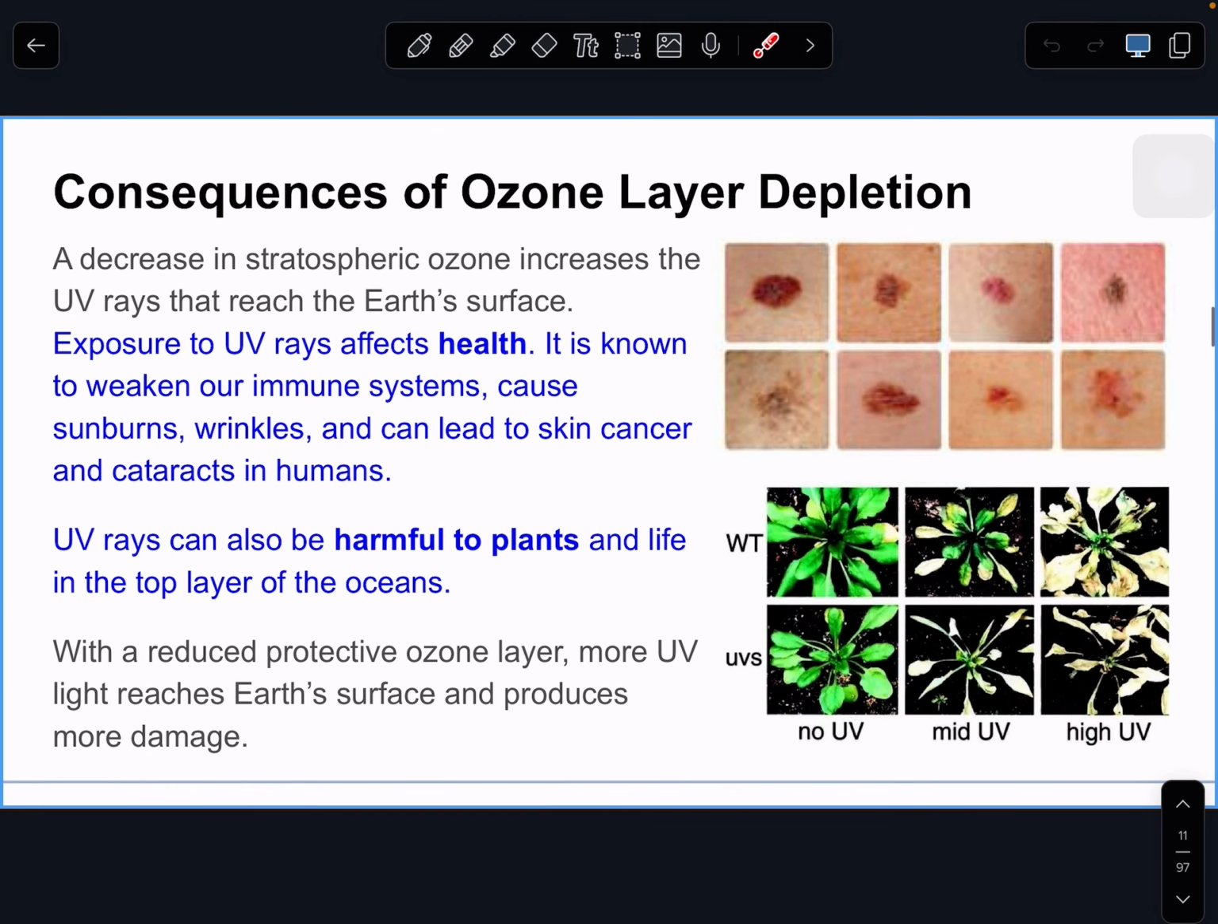All right, so consequences of ozone layer depletion. Exposure to UV rays affects health. It is known to weaken our immune systems, cause sunburns, wrinkles, and can lead to cancer.